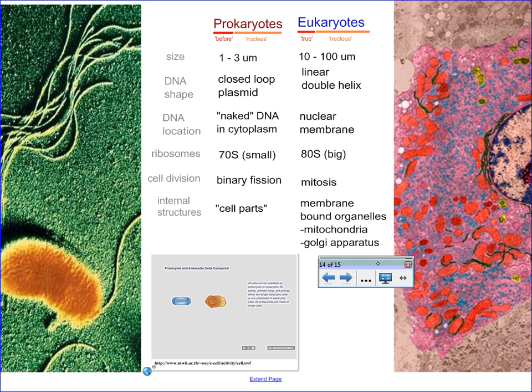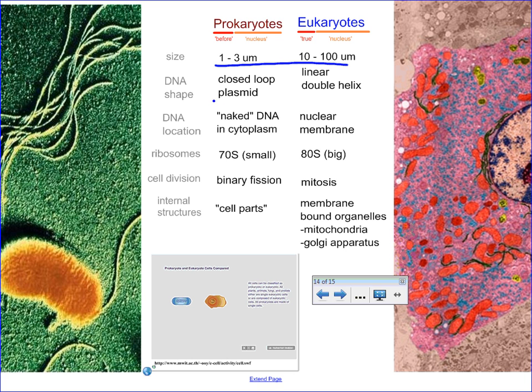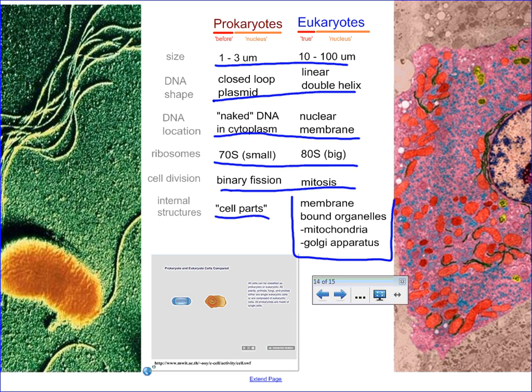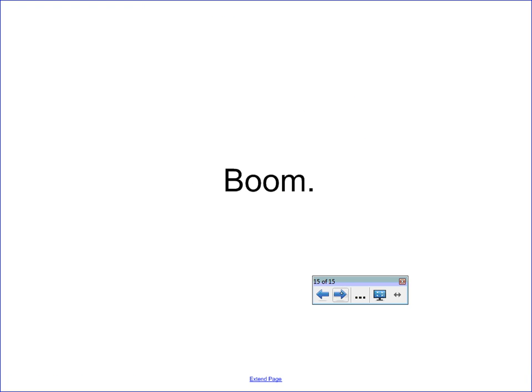And to compare prokaryotes and eukaryotes, their size is different, their DNA shape is different. The DNA itself is going to be more naked in a prokaryote, not wrapped around histone proteins. The size of the ribosomes is different, their cell division type is different, and the cell parts can be called organelles, which you can name a couple examples of. Boom.